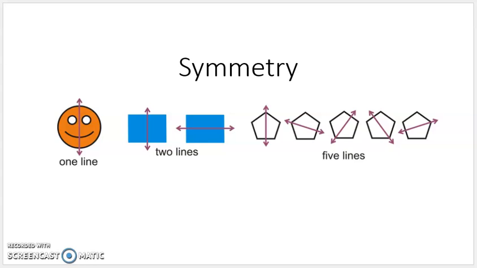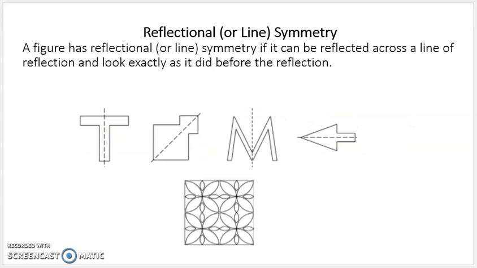Hi everyone. This video is going to provide an overview of symmetry in geometry. There are several types of symmetry, but we're going to talk about two of them. And the first one is called reflectional or line symmetry.